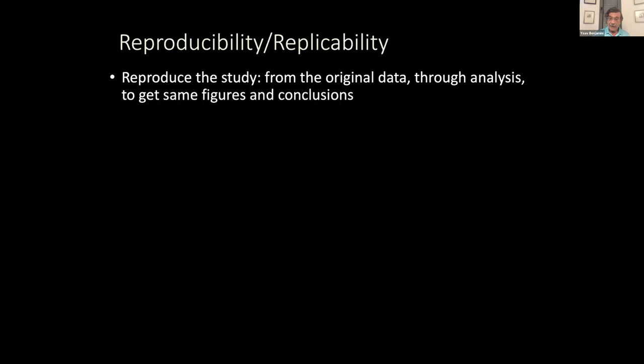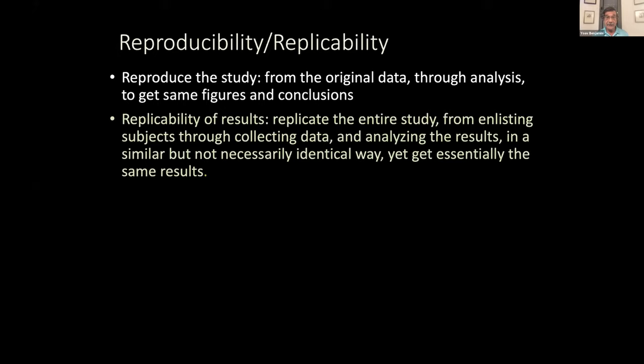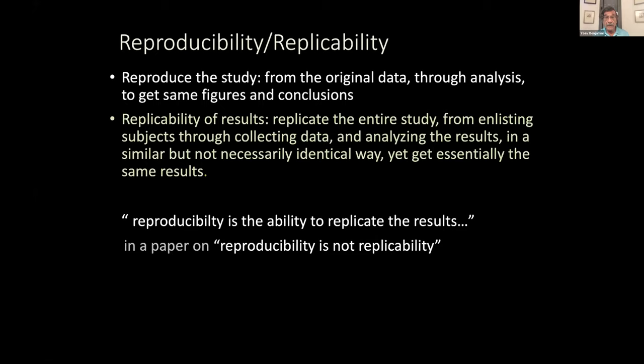Before continuing, I'm going to make an important distinction, which is made again and again but worth stating: to reproduce a study is to start from the original data, to analysis, and get the same figures and conclusions. Replicability is a property of the results. We replicate the entire study from enlisting subjects, collecting data, analyzing results in a similar but not necessarily identical way, and get essentially the same results. The names are changing. There is reproducibility and so on, sometimes the other way around.